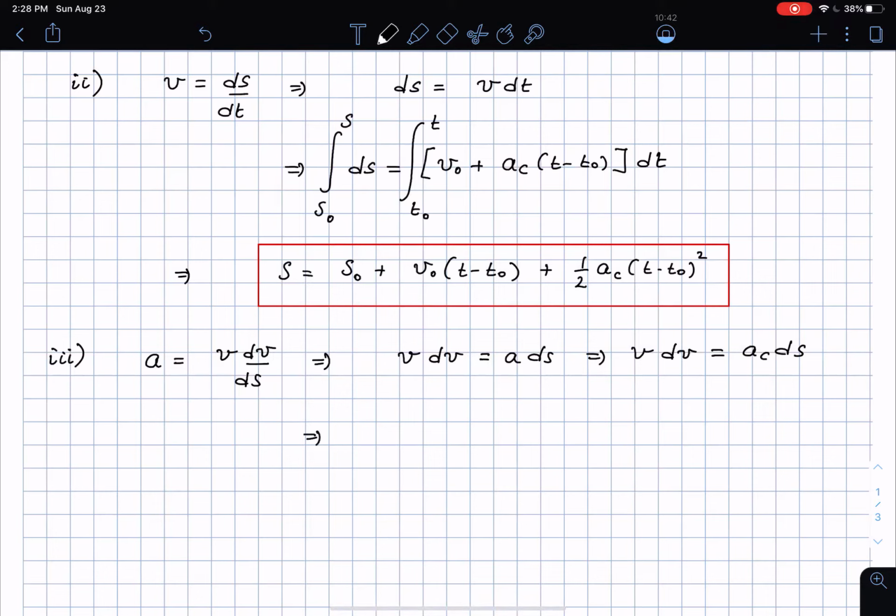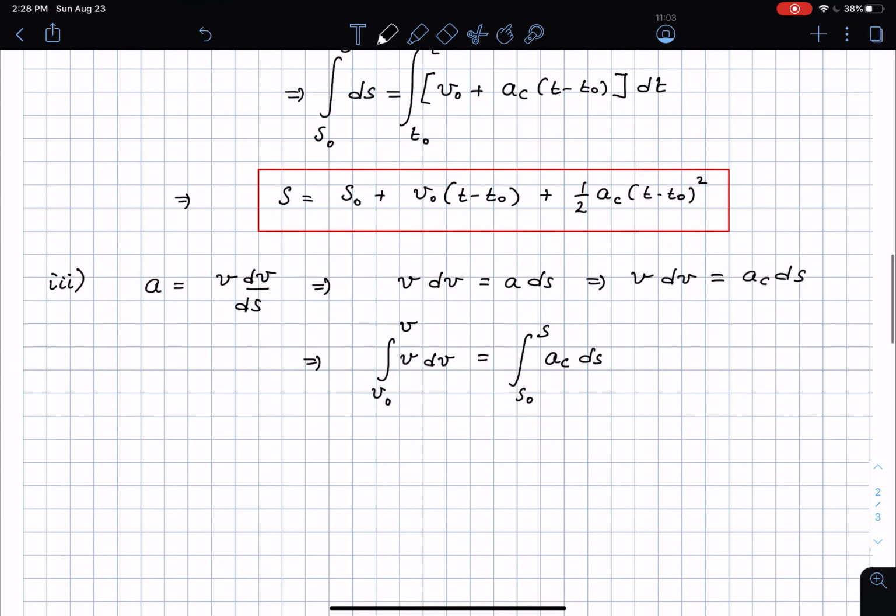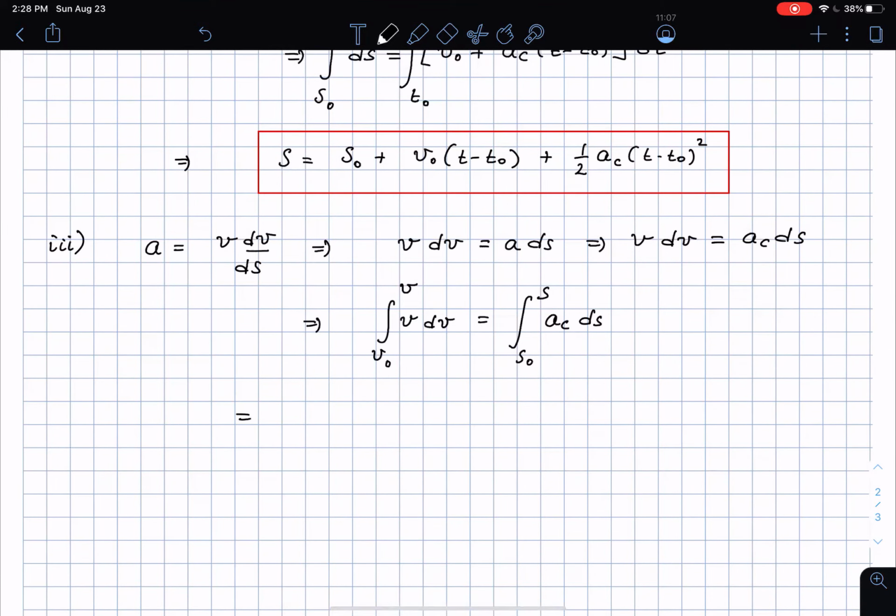The integral of the expression on the left-hand side, v dv, from an initial velocity v0 to some velocity v at time t, is going to equal the integral from s0 to s of ac ds. Something to note here is that s0 is the initial distance. After doing the integration on the left-hand side and right-hand side, and skipping the details once again, it's going to give me v^2 = v0^2 + 2 ac (s - s0). I'm going to put a box on this again.